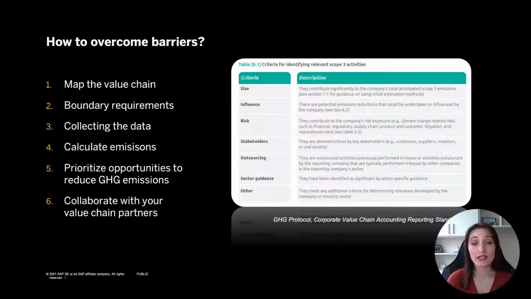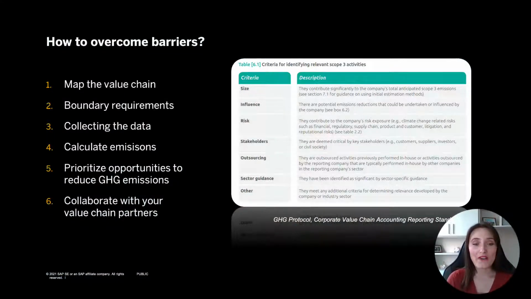Get a list of all the products that you are producing and all the activities. Then you need to look at your boundaries. So understand which are the most relevant Scope 3 activities. And here we have some guidance from GHG on what criteria you can use. So what is the size of the activities, how you can influence them, what is the risk for you, what your stakeholders want to look at, and so on.